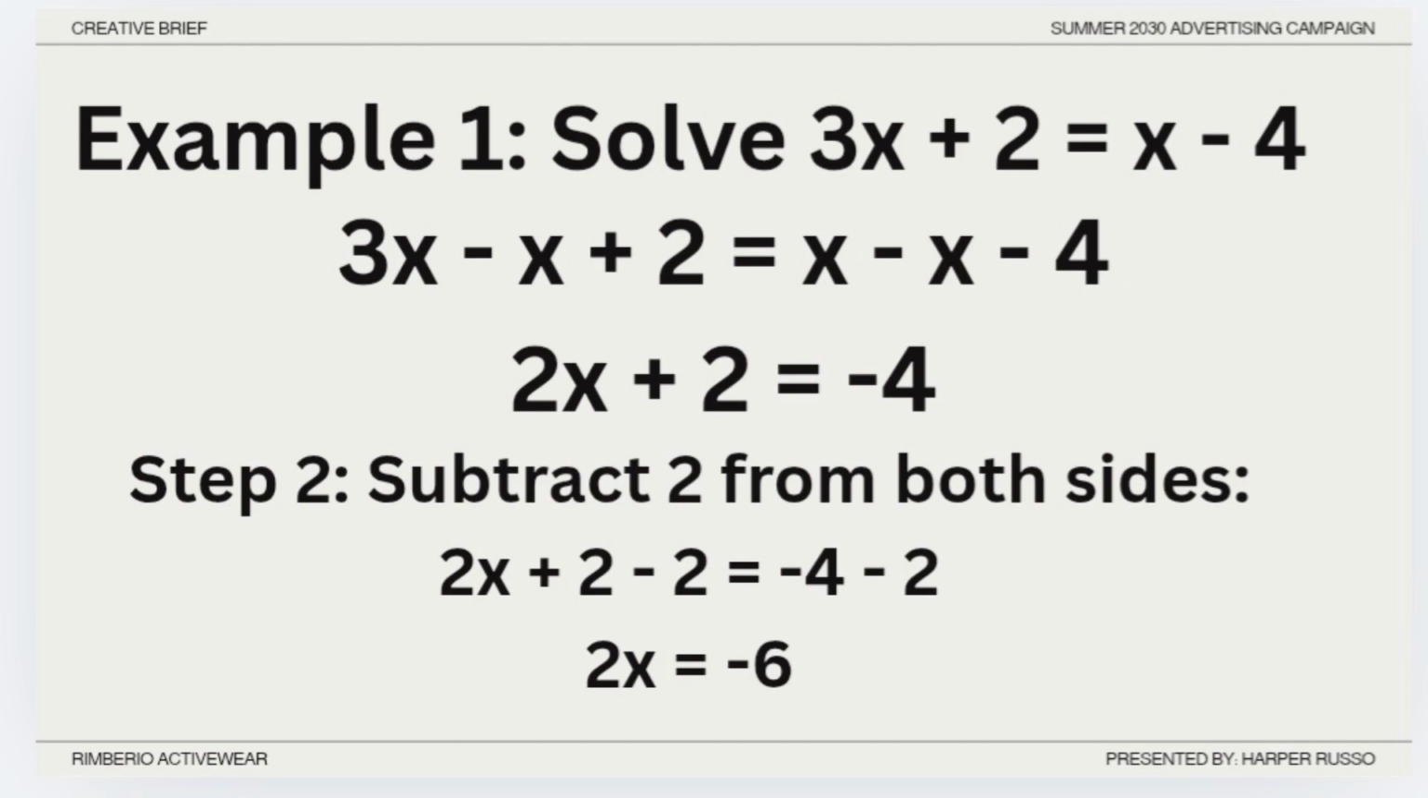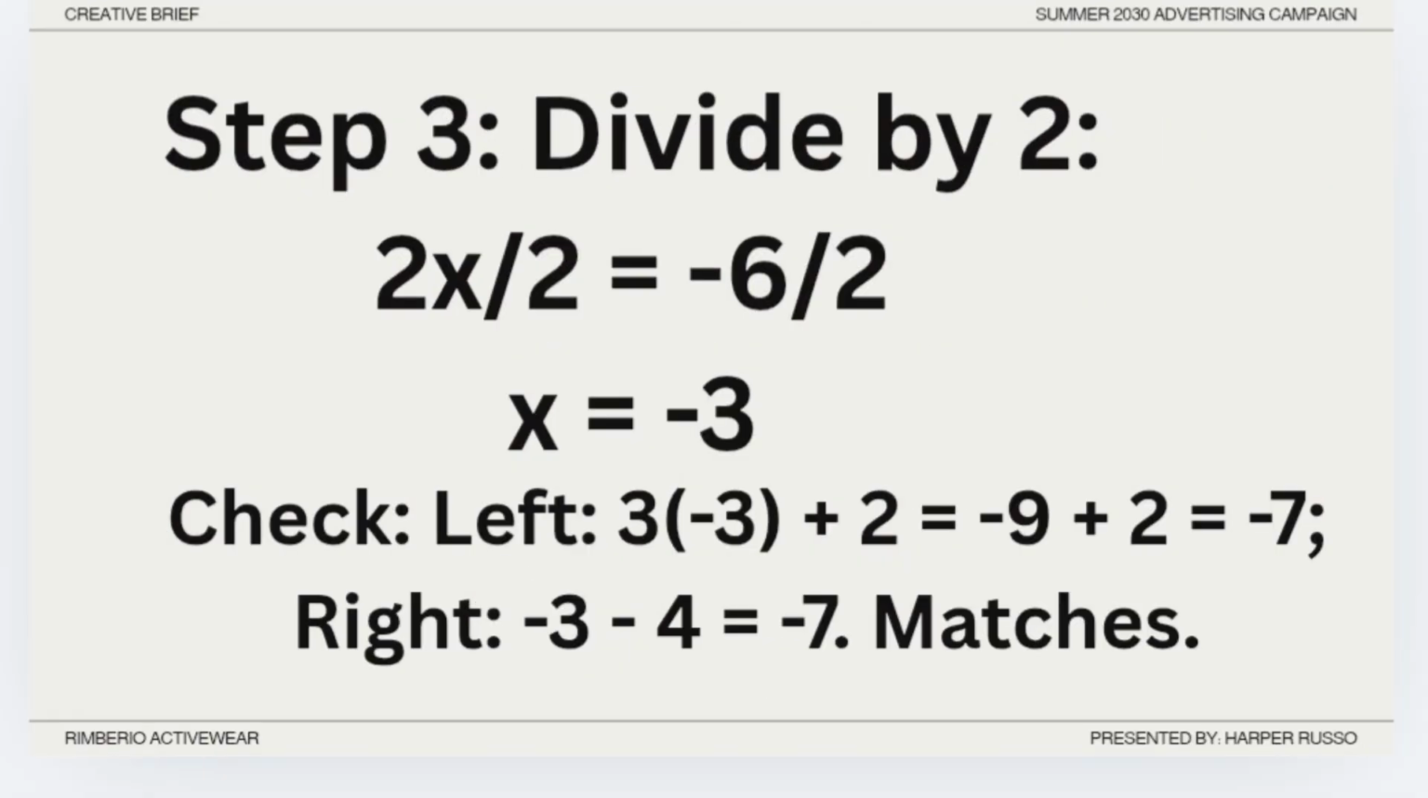Step 2. Subtract 2 from both sides. 2x + 2 - 2 = -4 - 2. 2x = -6. Step 3. Divide by 2 on both sides. So 2x over 2 = -6 over 2. Finally, x = -3.